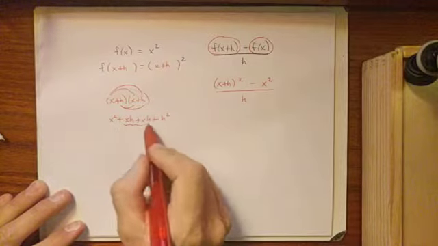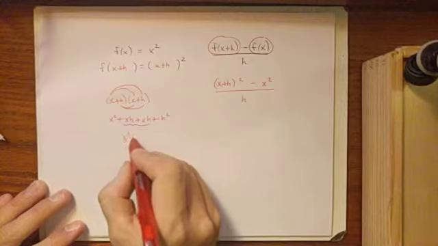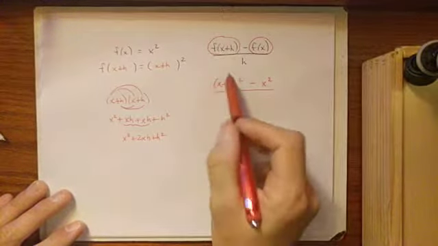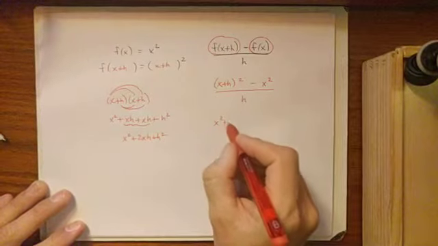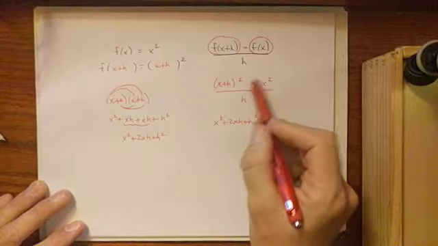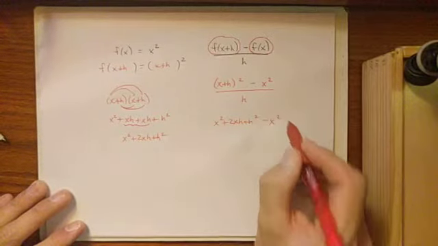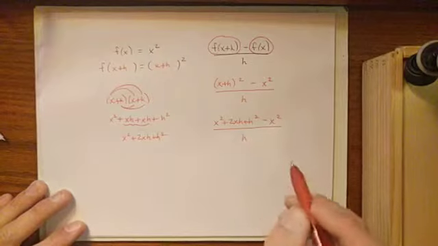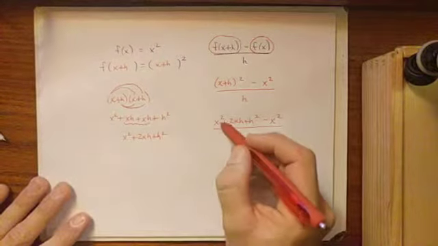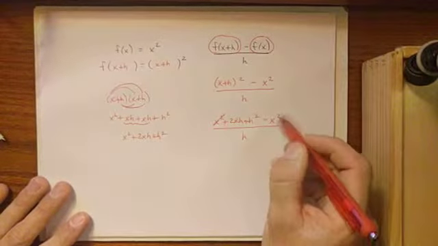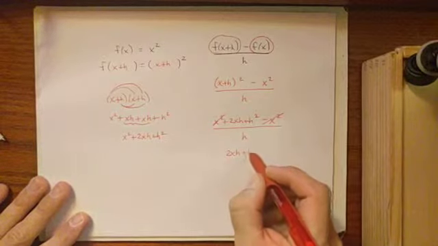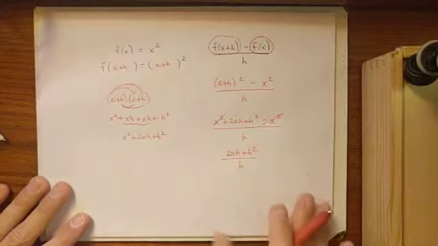And then these two things are like terms, so there's two of them. Okay, so that's what goes here. And then originally we had our minus x squared, so I'm going to do that and then divide all this by h, right? Okay, so what happens up here? Well, the x squared and the minus x squared cancel out. Amazing, right? So now what we have is 2xh plus h squared divided by h, right?